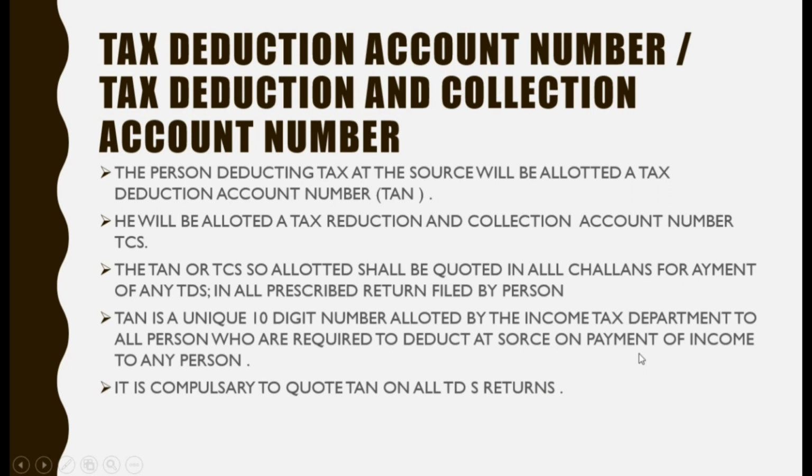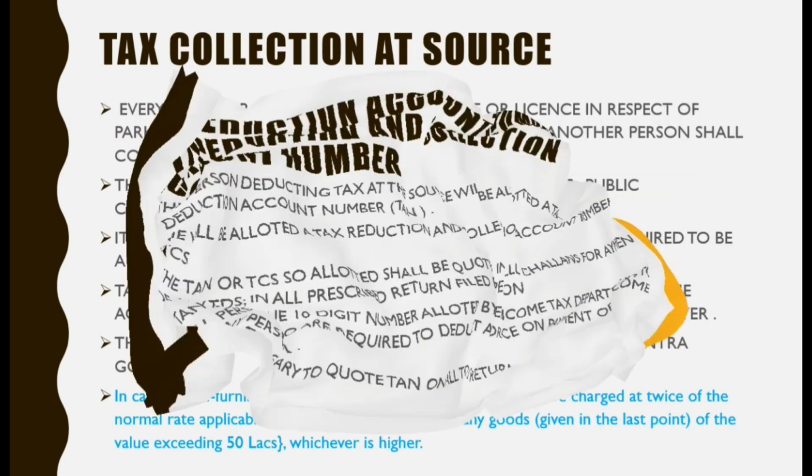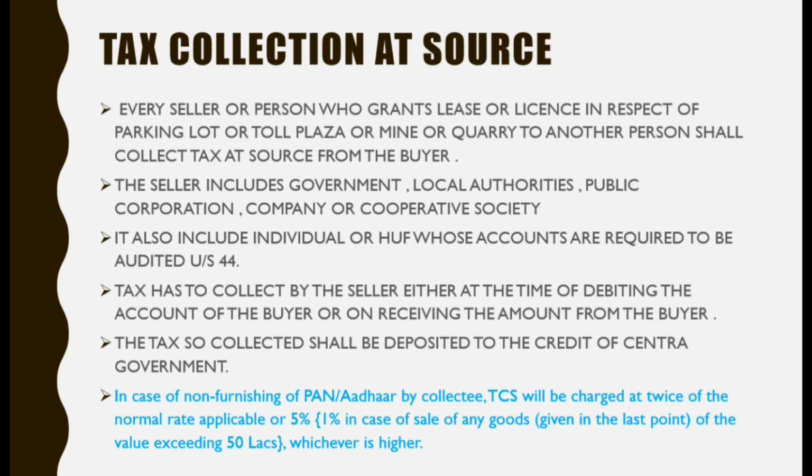Then let's move to the next topic, tax collection at source. Then we can understand what the tax collection account number is. Tax collection at source means every seller, here the government is the seller, receiving payments from the public, like parking lot, toll plaza, or mine or quarry, from another person. Here every seller or person who grants a lease or license in respect of a parking lot, toll plaza, or mine quarry to another person shall collect tax at source from the buyer itself. Here the seller includes government, local authority, public corporations, etc., and company or cooperative society, etc.